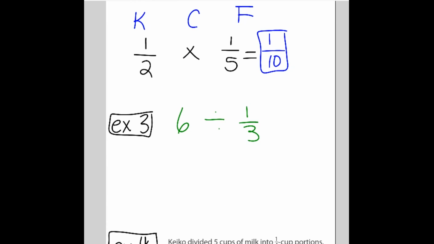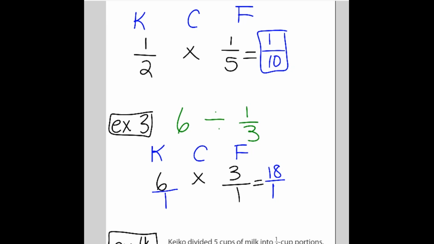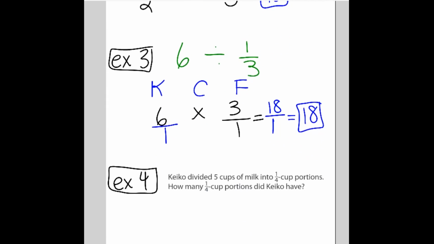This one says 6 divided by 1/3. Again, since we are starting with a whole number, our answer will end up being a whole number. So let's see if that's true. Keep, change, flip. Keep the 6 the same, change to multiplication, flip so that it says 3/1, multiply across. That 6 has to turn to a fraction. 6 times 3 is 18. 18/1 times 1 is 1. 18 divided by 1 equals 18, which is our whole number that we ended up with. So it was true. If we start with a whole number, we end with a whole number. Let's do the next example.